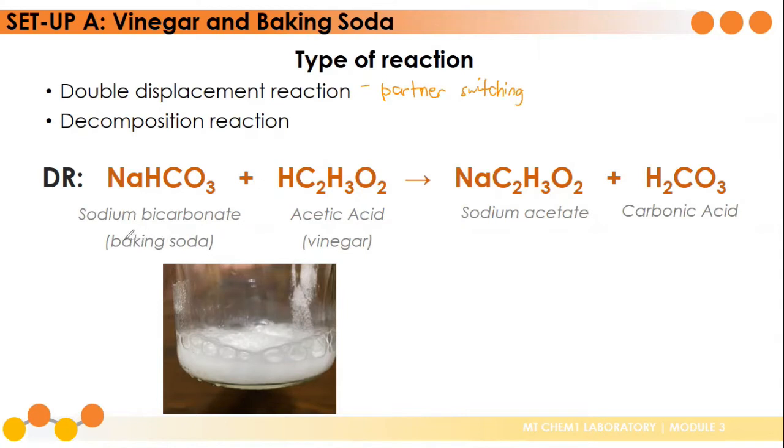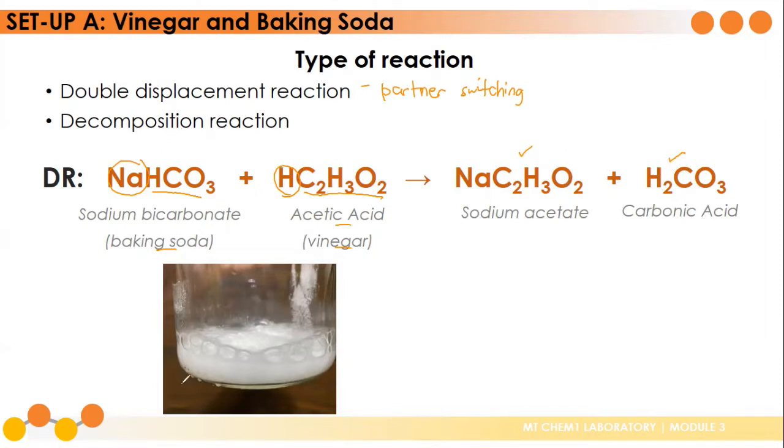Again, for our reactants, we have the sodium bicarbonate found in the baking soda and the acetic acid found in the vinegar. For the first product, we have here the sodium in the sodium bicarbonate will combine with the acetate in the acetic acid, producing sodium acetate. For our next product, we have the remaining hydrogen from the acetic acid will combine with the bicarbonate in the baking soda to produce carbonic acid. Again, you can observe the partner switching between the two reactants to produce our products.